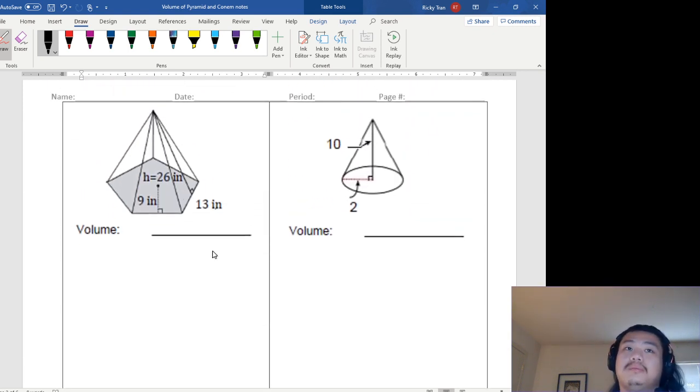Last two problems. All right. Told you. Very easy, very simple. Nothing too complicated for you guys to complete. All right.